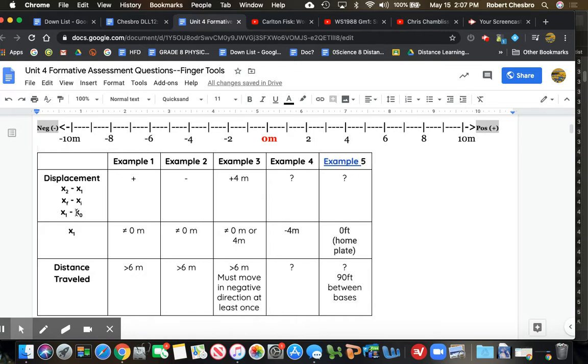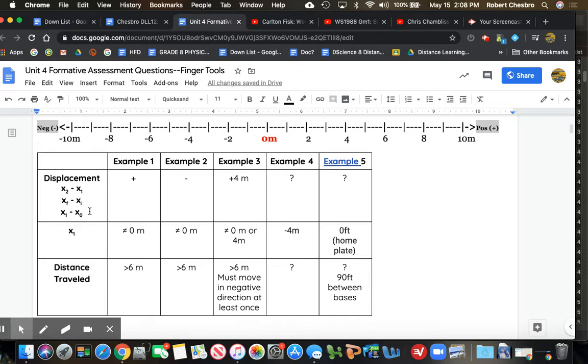So remember the displacement definition. And we have ending spot minus starting. Maybe you could think of it as final spot minus initial or starting spot, or first spot minus 0th spot. Sometimes you'll see it written this way. So let's start with our first example.